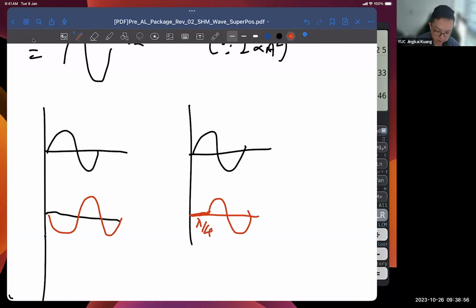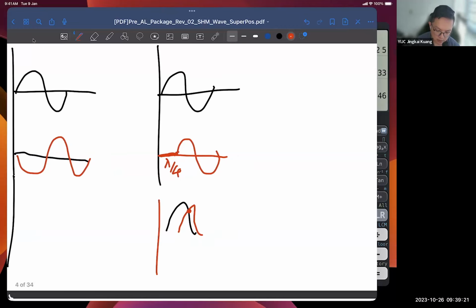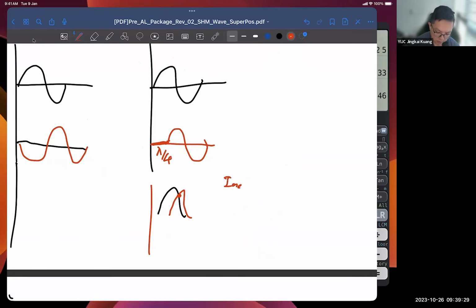So we check. If I want to find the difference, this interference will become like that. Your black one is like that, and your red one will be off by a little bit, a quarter wavelength. So this point here is less than 2A. If your I new equals 2 times I naught, and I square root to find amplitude, A new squared equals 2 A naught.